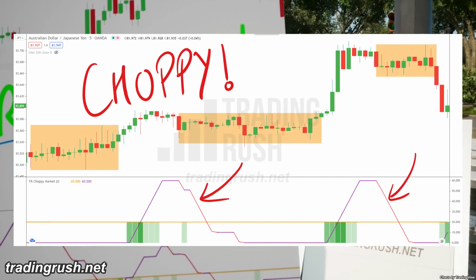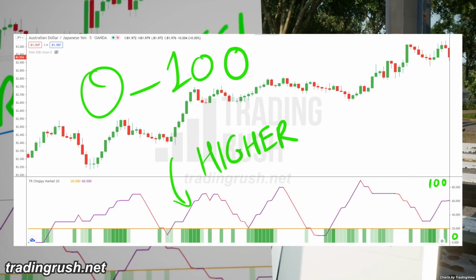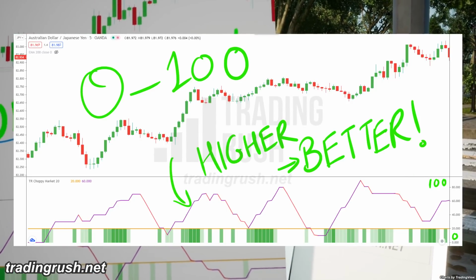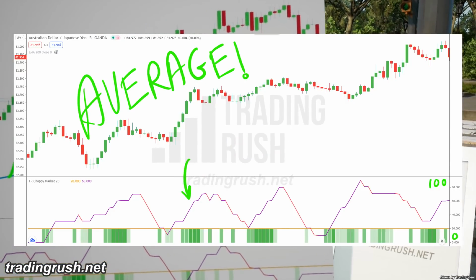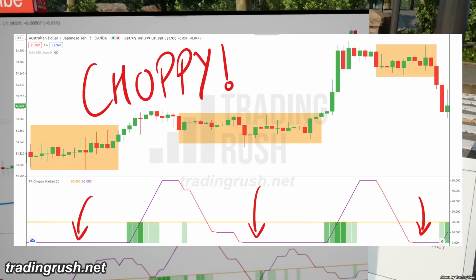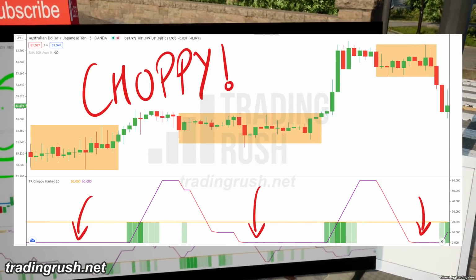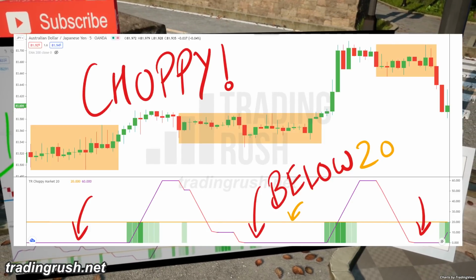The TR Choppy Market Indicator ranges from 0 to 100, and the higher the average line is, the better the price movement is. As you can see here, when the price movement is good and not choppy, the average line is staying above 20. And when the price gets choppy, the average line falls towards the zero line and stays below 20 for the most part.